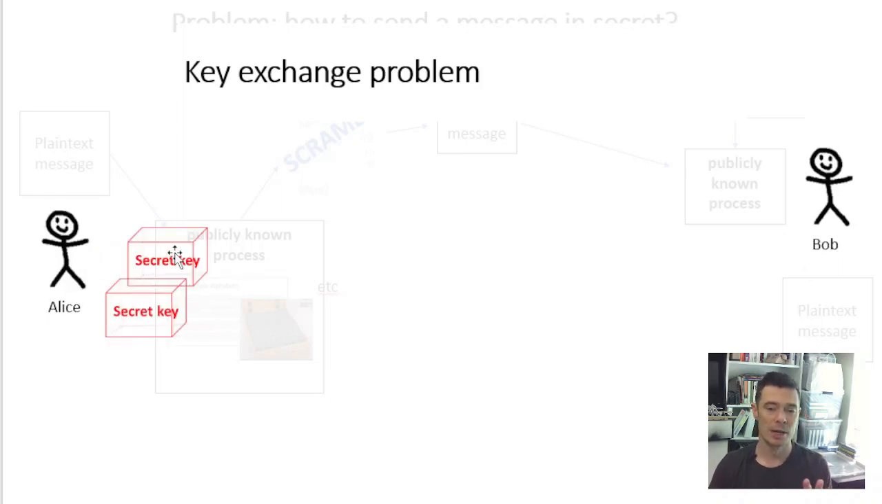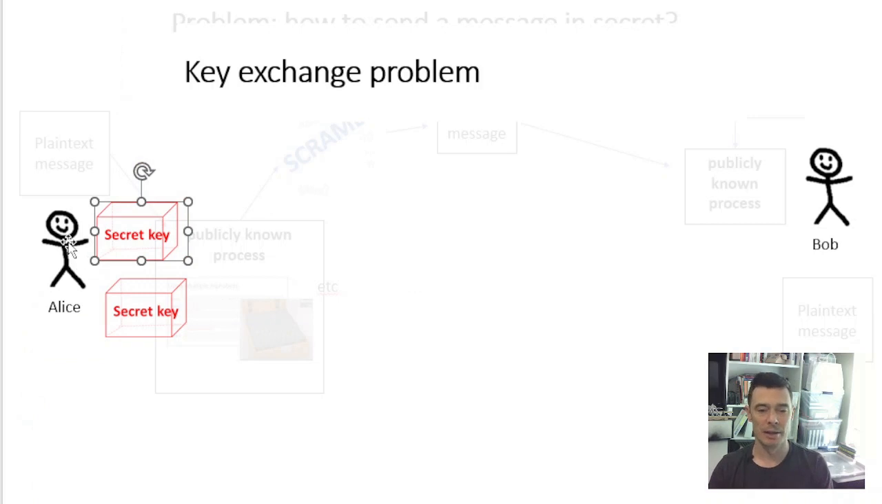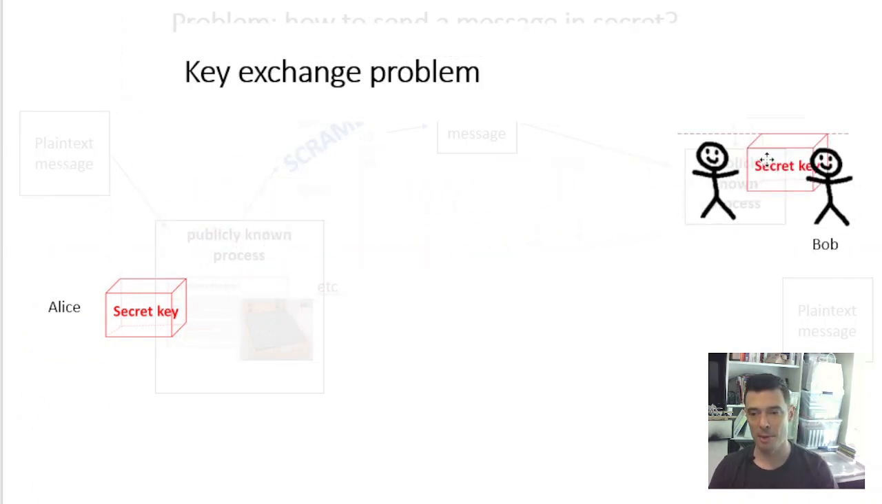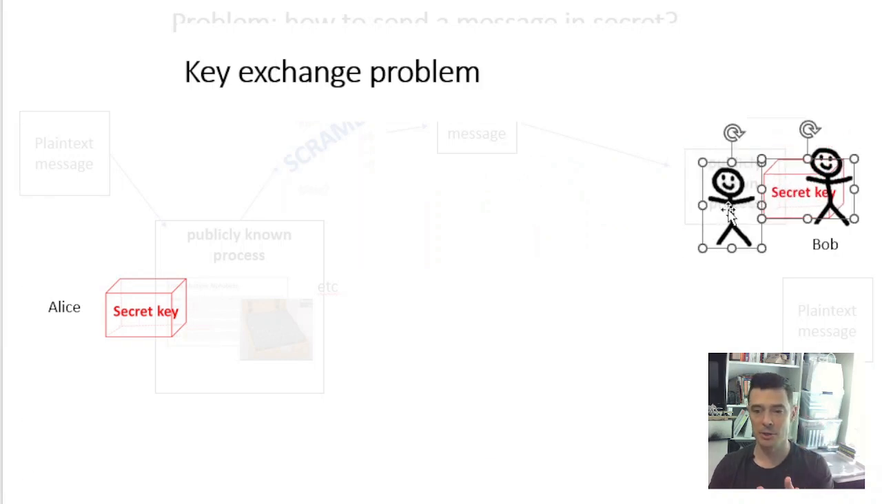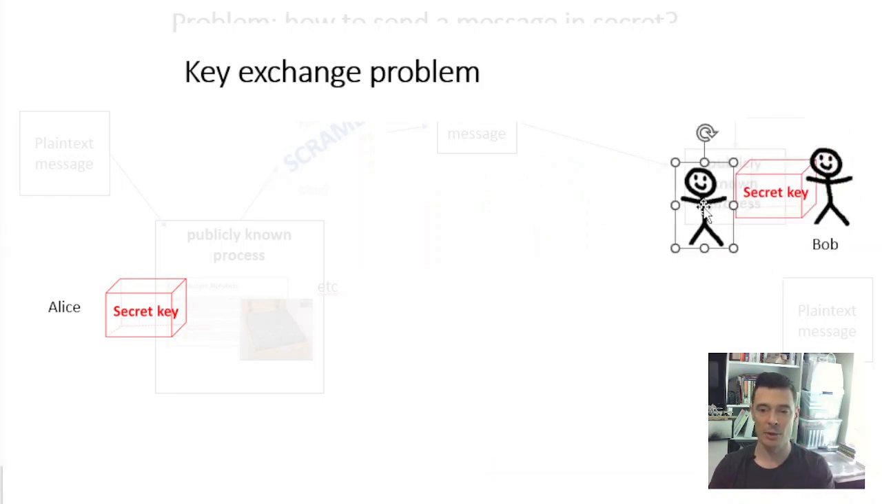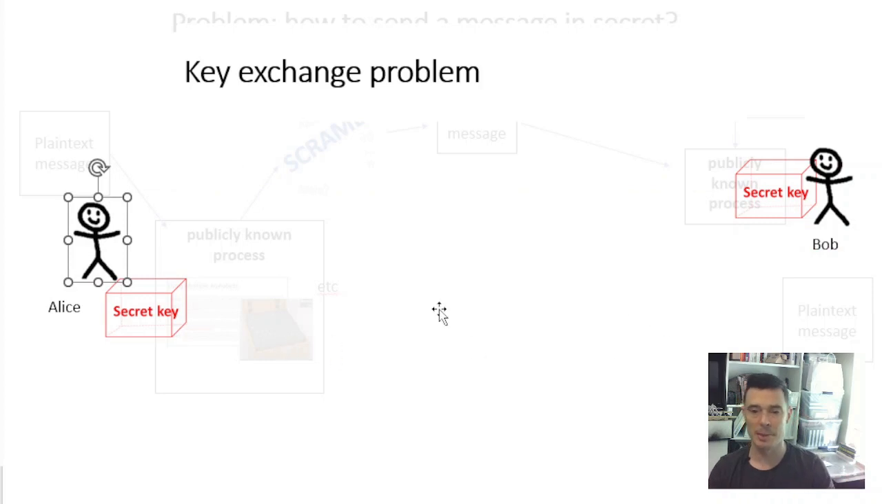Alice has to make a key. Then she has to make a copy of it. And then Alice and her key have to travel all the way to Bob, look him in the eye, and say, "Here's my key." And then Alice goes back to wherever she came from, and now they each have their secret key.